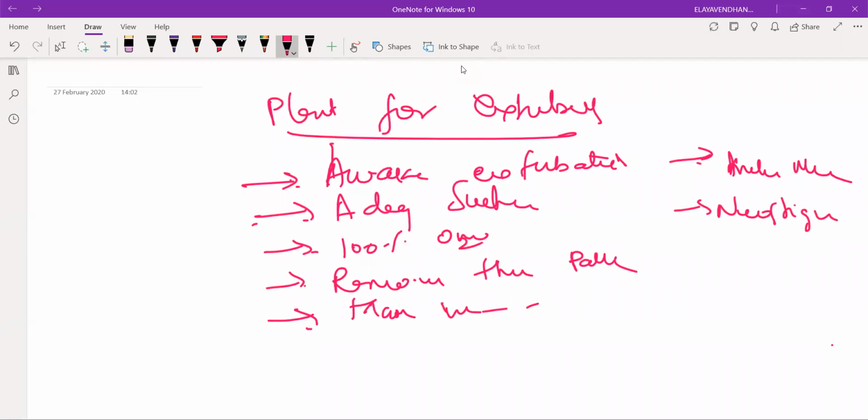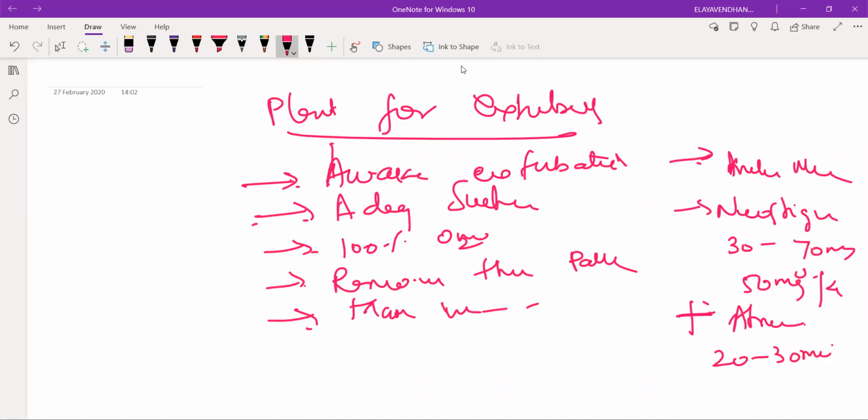0.05 mg per kg, sir. Okay, 30 to 70 micrograms per kg, or you can roughly give 50 micrograms per kg. Right. So you're going to give neostigmine plus atropine or glycopyrrolate. Atropine can be preferably given for less than 6 months kid. Glycopyrrolate will not work as well. So give atropine. It is 20 to 30 micrograms per kg. Right. You've given atropine and neostigmine.